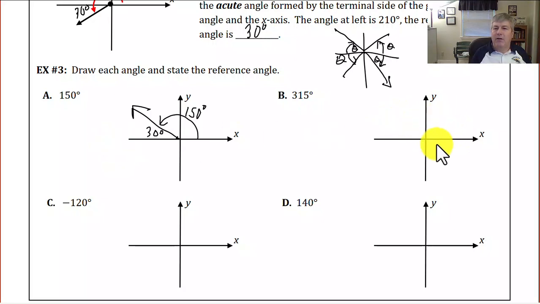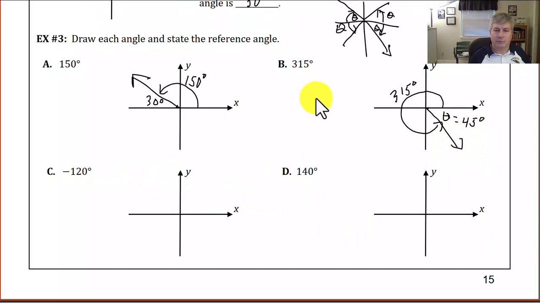In B, 315 degrees, we're going to rotate all the way around 270 plus another 45 degrees into the fourth quadrant. So there's our 315 degree angle, and our reference angle theta is 45 degrees there in the fourth quadrant. So 45 degrees is our reference angle, and 30 degrees is our reference angle in A.